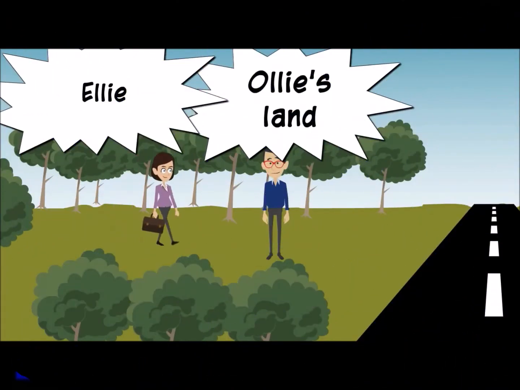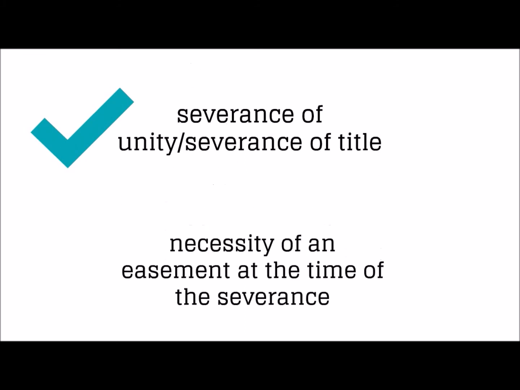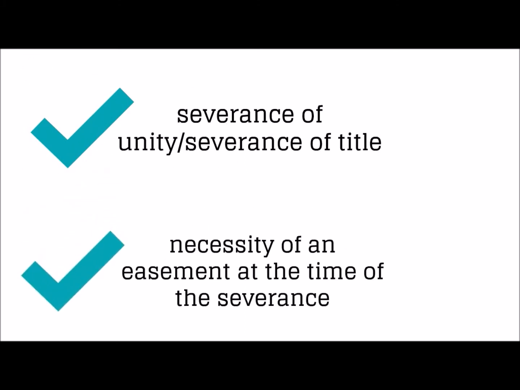In an easement, someone is allowed to use someone else's land for a certain purpose, such as Ellie here, whose easement allowed her to walk through Ollie's property. In an easement by necessity, first, we need severance of unity or severance of title, which we'll explain in a moment, and also a necessity for the easement at the time of the severance, which we'll also explain.